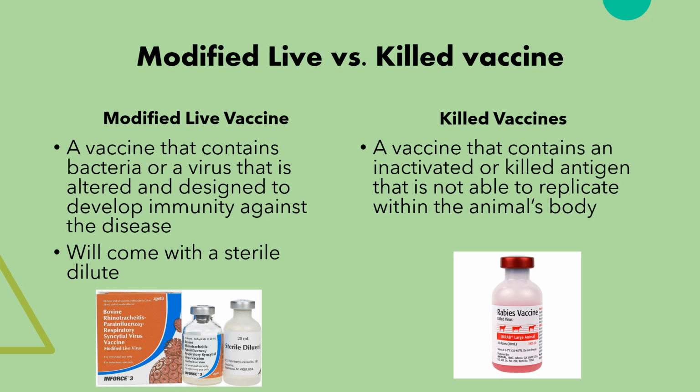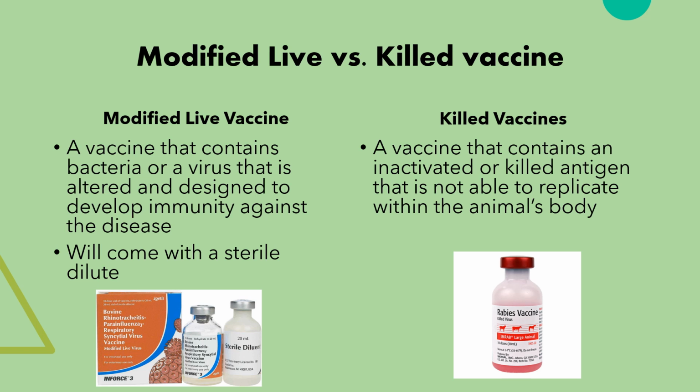And a killed vaccine is a vaccine that contains an inactivated or killed antigen that is not able to replicate within the animal's body. An example of this would be the rabies vaccine. Some of the advantages of a killed vaccine are that they cannot cause disease, not even in those animals that are immunologically compromised.